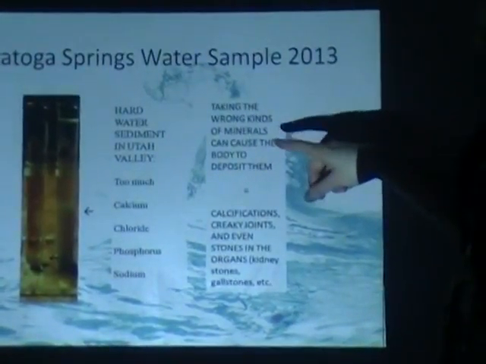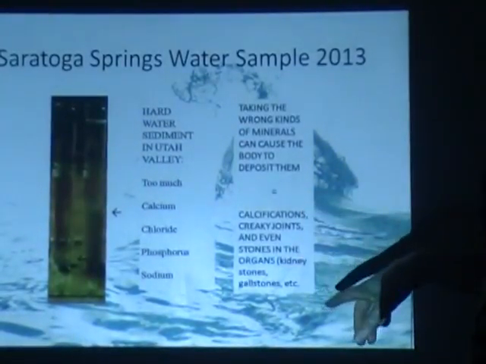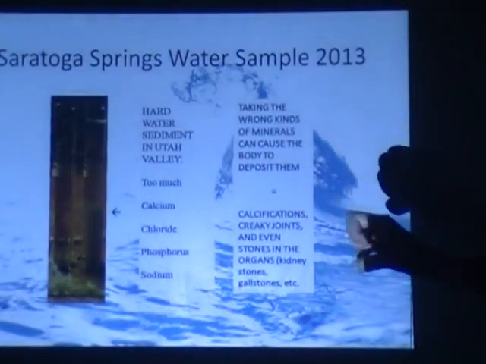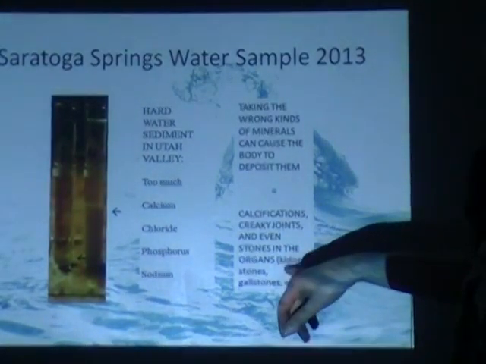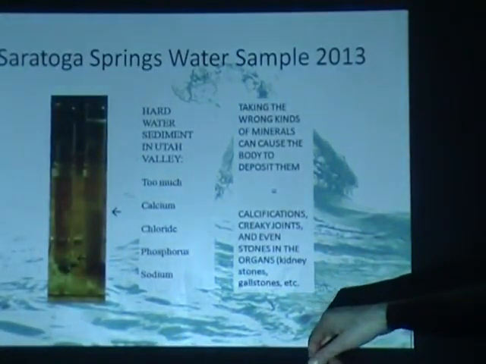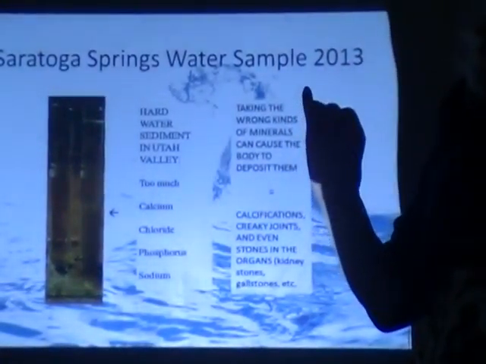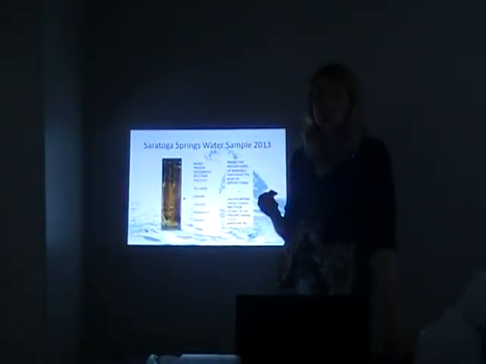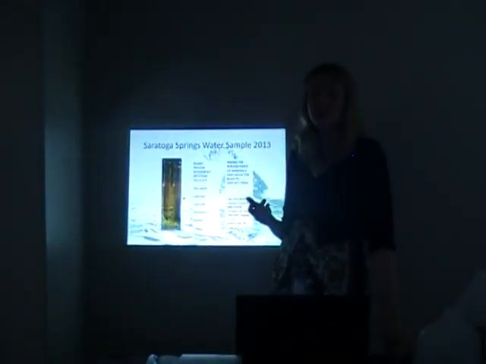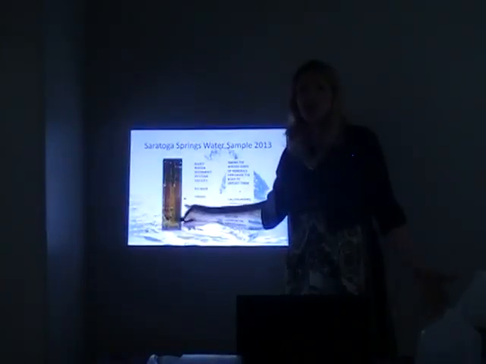So if you're taking the wrong kind of minerals, it can cause the body to then deposit them into what? Calcifications, creaky joints, even stones in the kidneys or other organs like gallstones. Do you know the rate of medical surgeries done to get rid of stones here in Utah Valley is extremely high? And the more that I tell people, hey, maybe it's because this stuff's getting in you all the time.